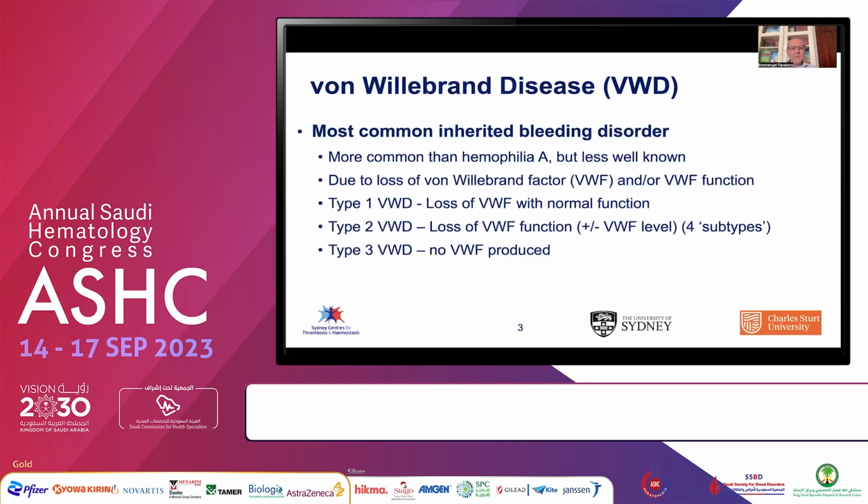Von Willebrand disease is the most common inherited bleeding disorder. It's actually more common than haemophilia A, but it's less well known. And it's due to a loss of von Willebrand factor and/or its function. There are three main types of von Willebrand disease.